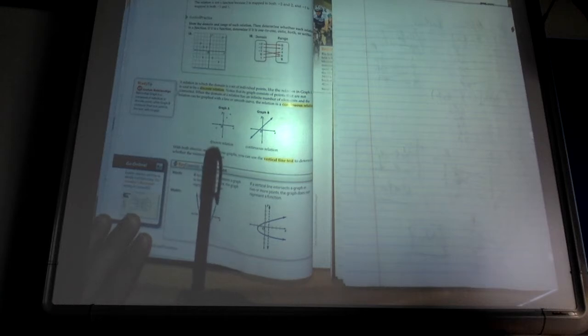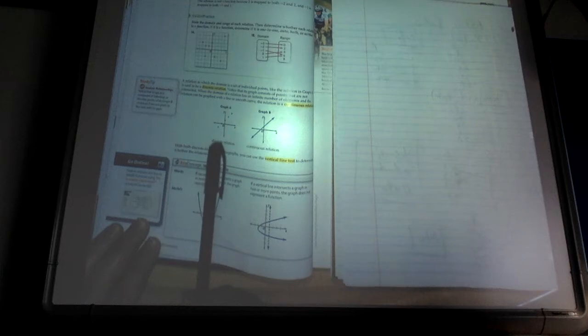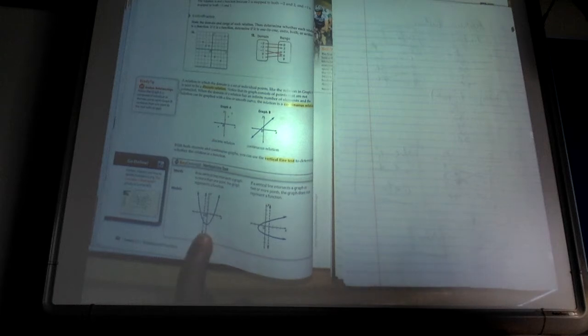As I drag it vertically, looking at the front side of the pen right here, you can see there's just one spot that the pen touches the graph. Again, a nice visual here would be to imagine that dotted line going back and forth. It would never intersect this parabola more than once. So this is a function.